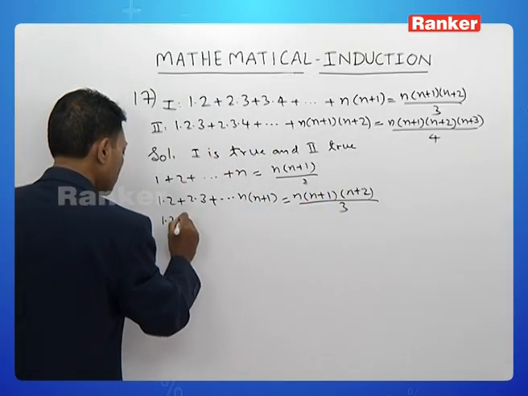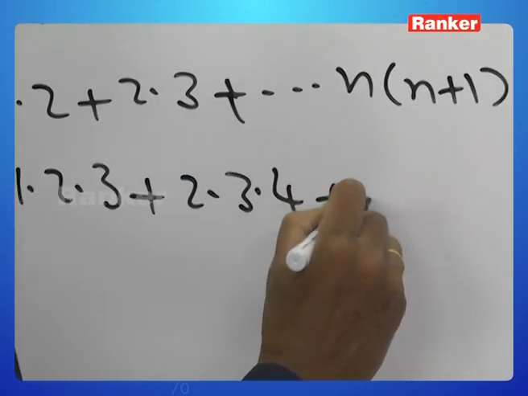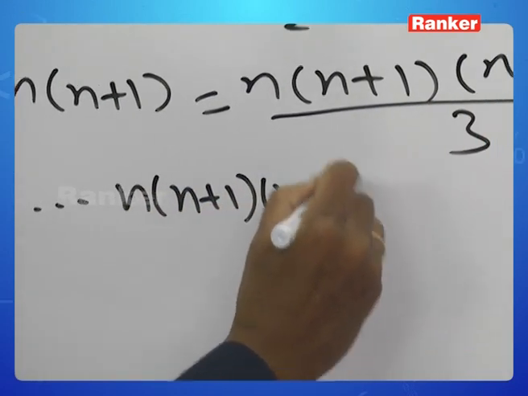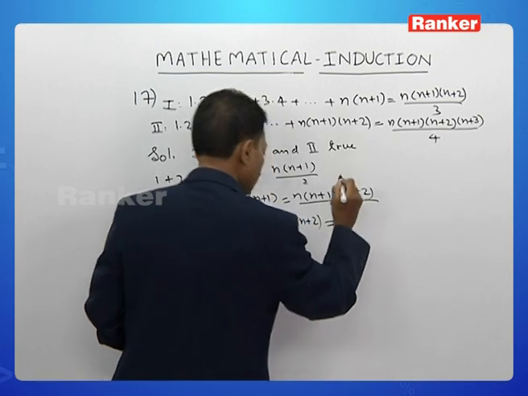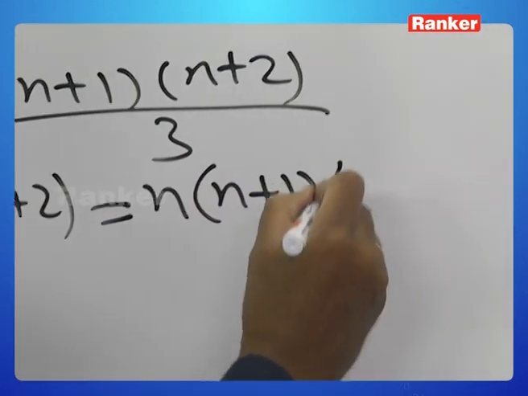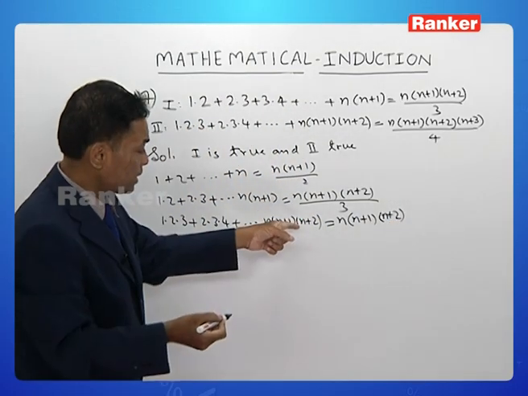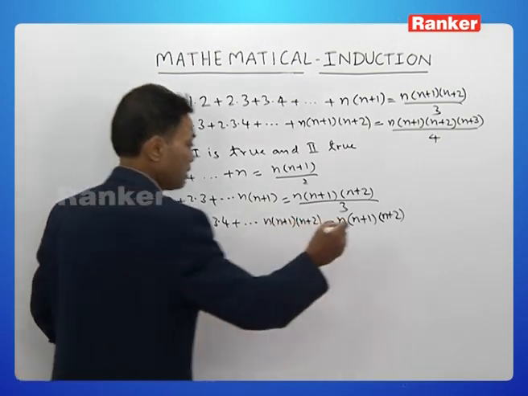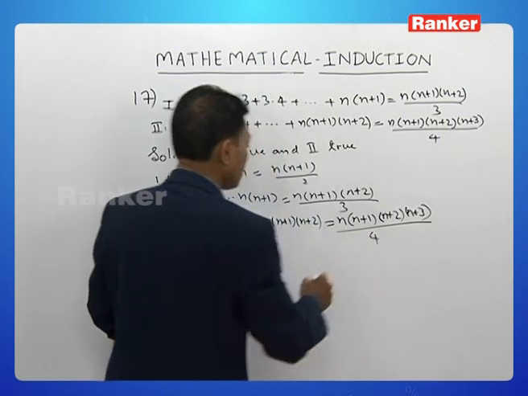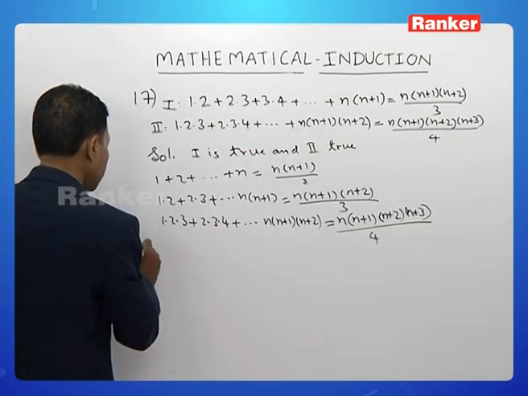Similarly, 1 into 2 into 3, 2 into 3 into 4, plus so on up to n into n plus 1 into n plus 2. So what is your answer? First n you get, then n plus 1, then n plus 2, and one more factor. After n plus 2, what do you get? n plus 3, and 4. So you can understand the formula now. So both are true.